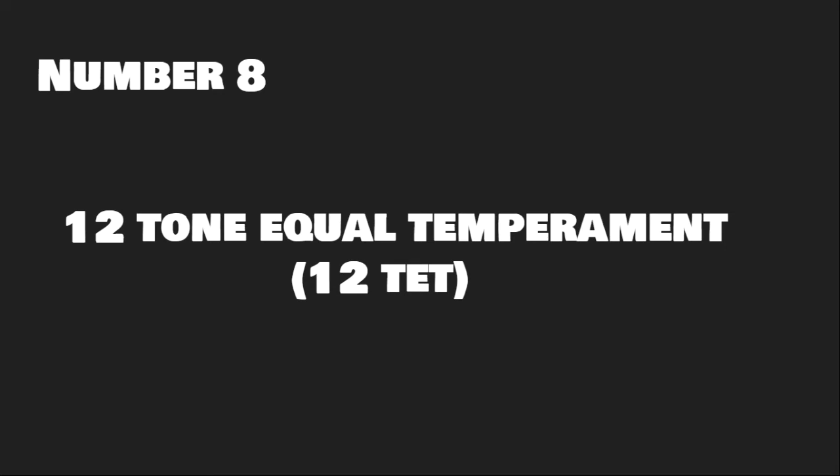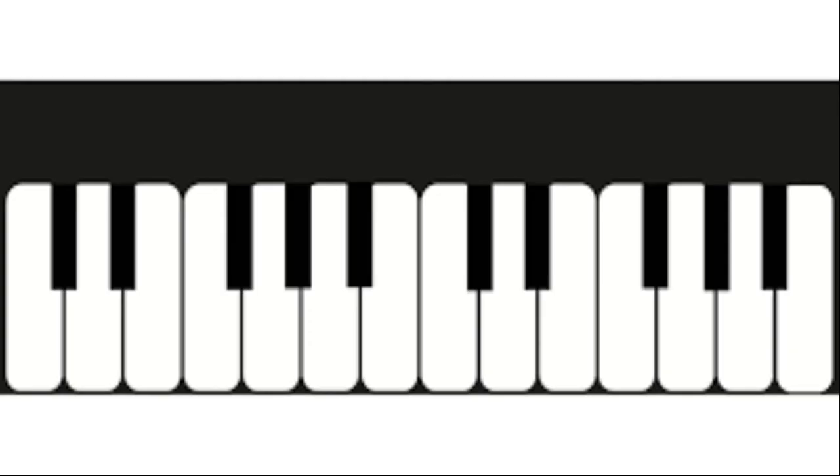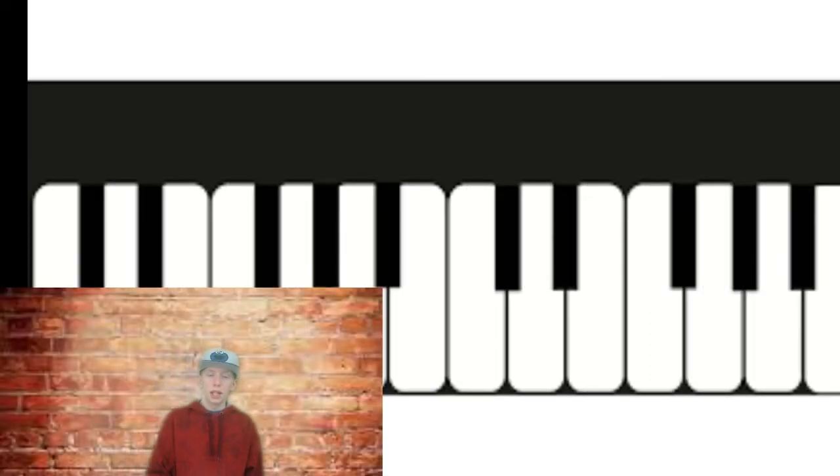Number 8, 12-tone equal temperament tuning, or 12-TET for short. So if you look at our keyboard here, you can see that there are 12 distinct notes, which is where we get 12-TET from. But what exactly does that mean? Well, each note is spaced out exactly the same as the next note, so that each one is spaced perfectly in the 12 notes of an octave.